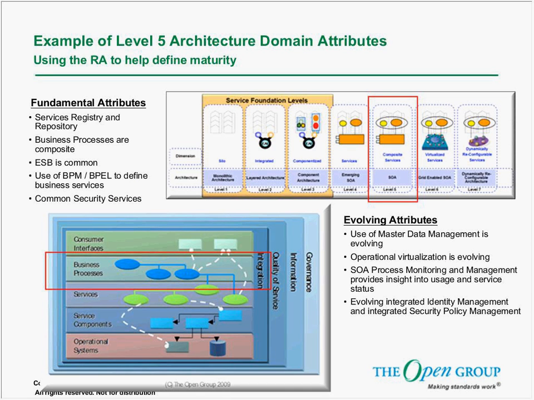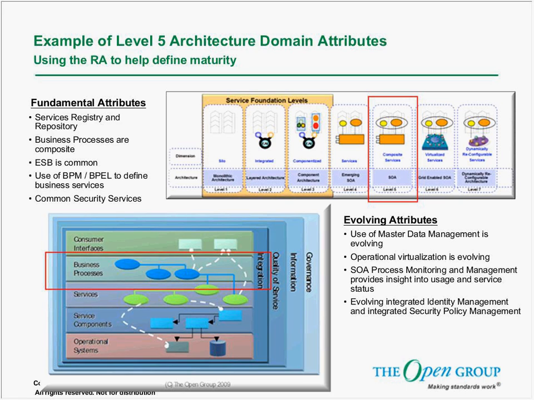An example here of what we call the level 5 architecture domain and their attributes. Also going to use the evolving Open Group reference architecture to help define this maturity. So some fundamental attributes of composite services, or level 5. Now we've already achieved service enablement, right? So we're one level above that.